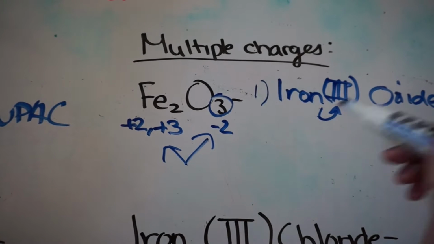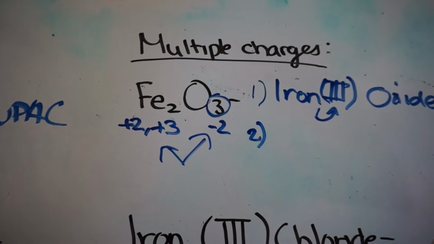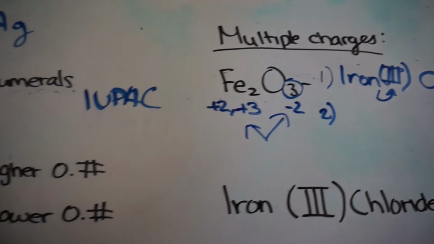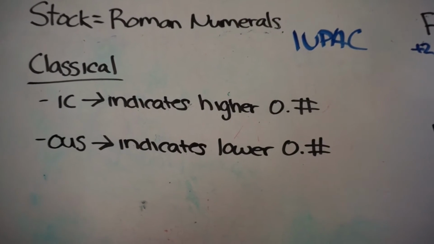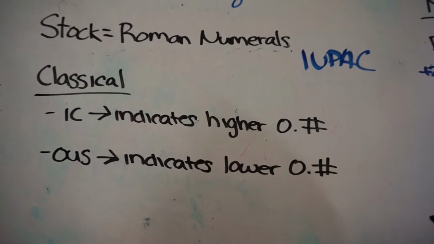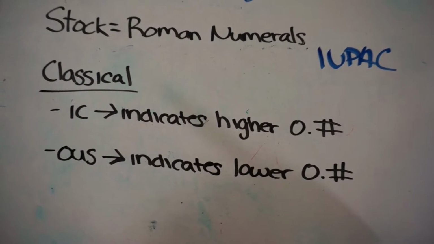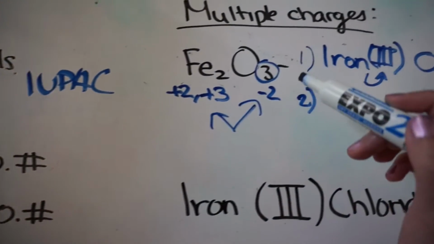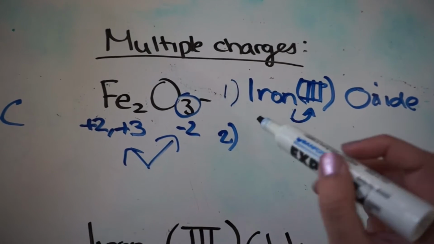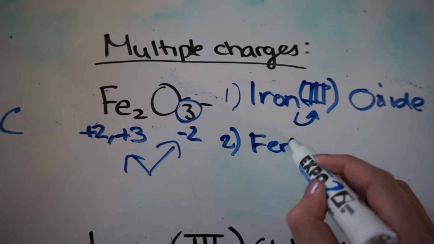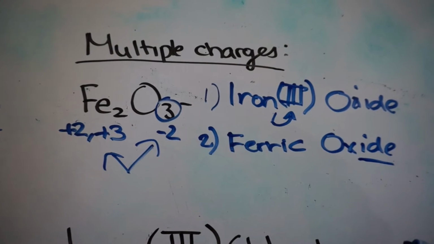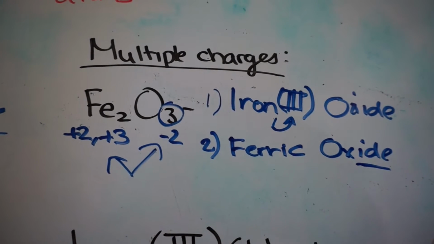The second way of writing this is the classical method. This way gives the metal a suffix to distinguish the charge. These suffixes correspond to the size of the charge. Using the suffix "-ic" indicates a higher oxidation number or a higher charge, and giving it the suffix "-ous" indicates a lower oxidation number. So in this case, Fe2O3, we know that iron has the higher charge, so this will be indicated by using the suffix "-ic." So it'll be ferric oxide. And we remember that oxide has this -ide because it's the nonmetal, and that's the suffix that we give it as we learned earlier.